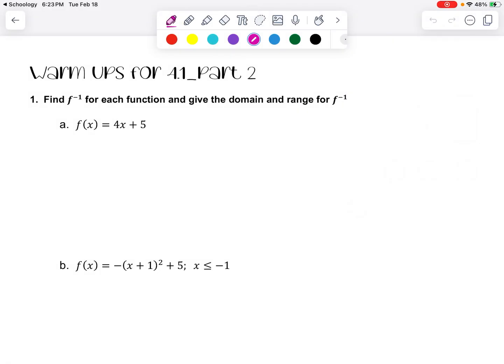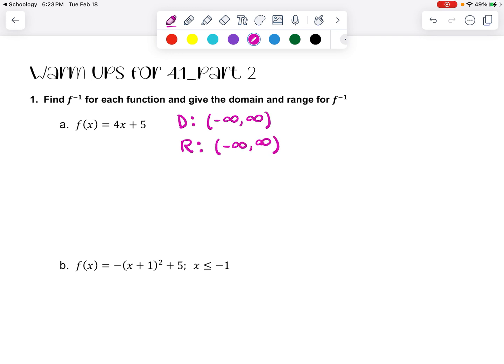All right, here we go. This is what we're looking at for today, finding the inverse functions and also talking about the domain and range. So first of all, this is my original function and it is a line. So my domain is going to be negative infinity to infinity. My range is also going to be negative infinity to infinity.